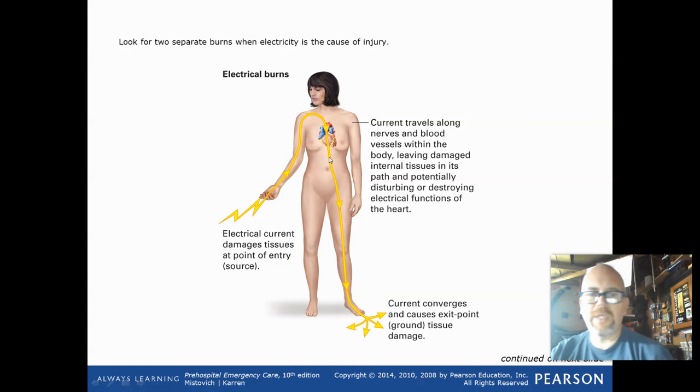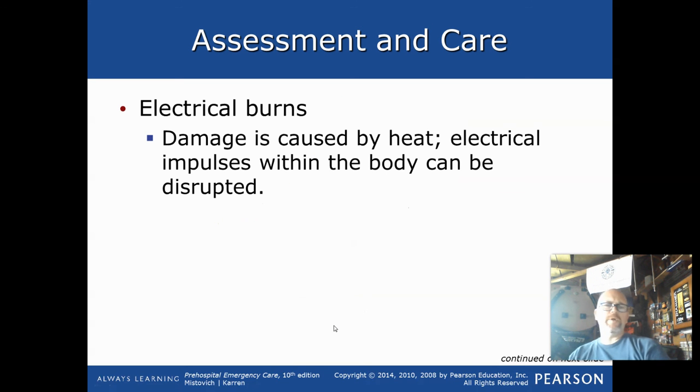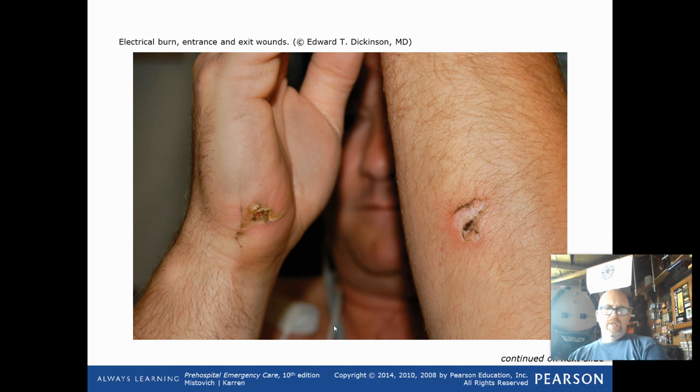But here's something you need to look at, okay? Where did it enter? Where did it exit? And could it have gone through any vital organ? Electrical burn damage is caused by heat. Electrical impulse into the body can be disrupted, and things are going to kind of impede it from traveling through completely.